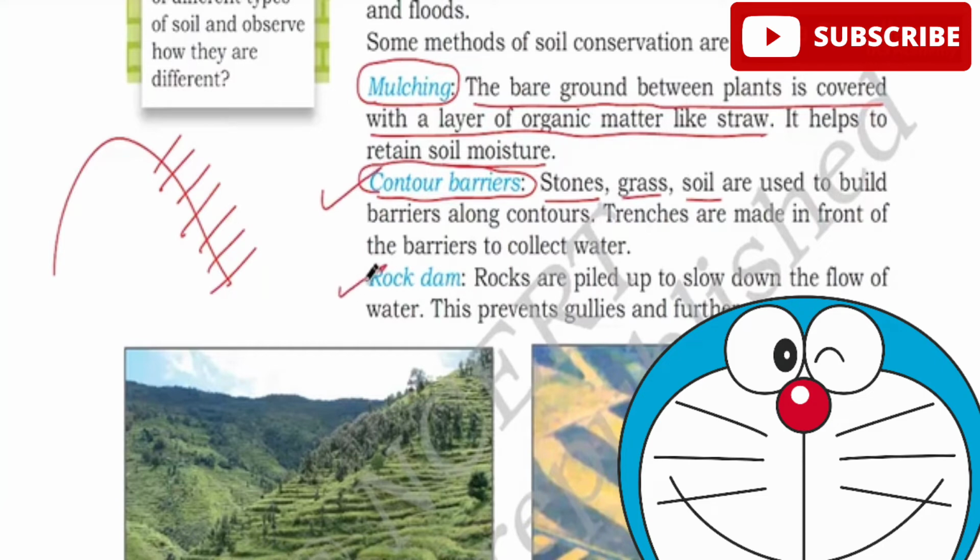Then you can go for rock dams. That is, rocks have to be kept in such a way that, especially dams meaning water flowing. So whenever there is water which is taking the soil and moving down, the rocks have to be constructed in such a way that only water can flow but not the soil, and the soil will be present there, and again this can be distributed in different areas and used for cultivation.